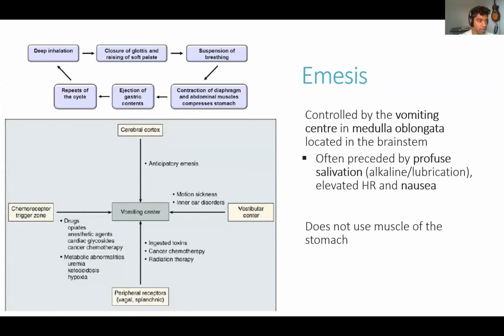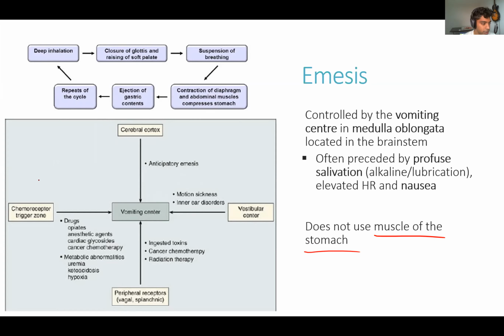So emesis is vomiting. Anyone who's vomited knows what happens mostly. When you vomit, you get deep inhalation, closure of the glottis, and raising of the soft palate, prepared for food coming out of your stomach, suspension of breathing, and then your diaphragm and abdominal muscles are actually the things that contract, not the muscles of your stomach. So those muscles contract, they squish the stomach, all your stuff comes out of the esophagus to get ejection of gastric contents, and that might repeat.